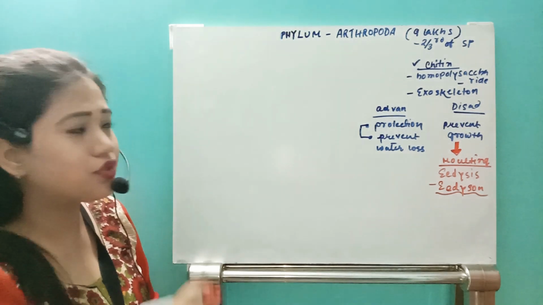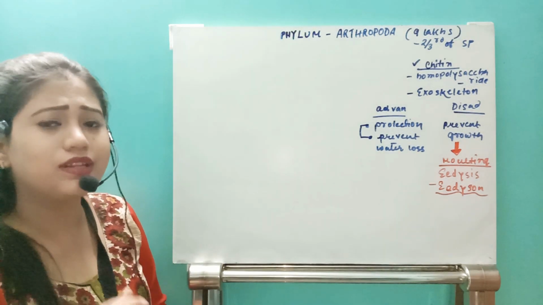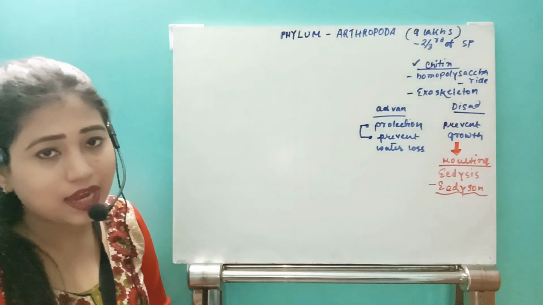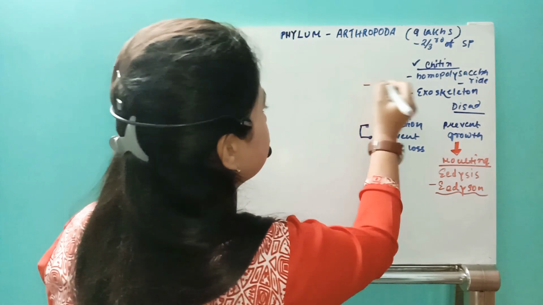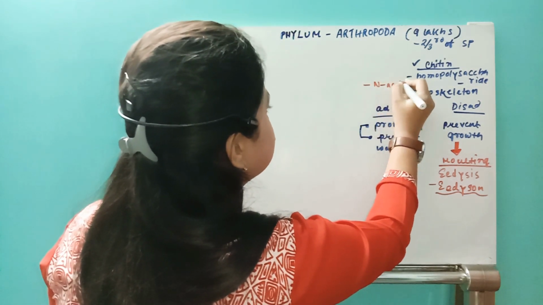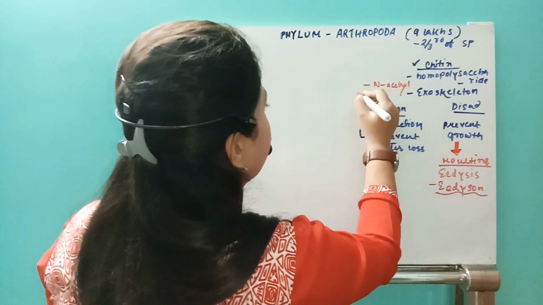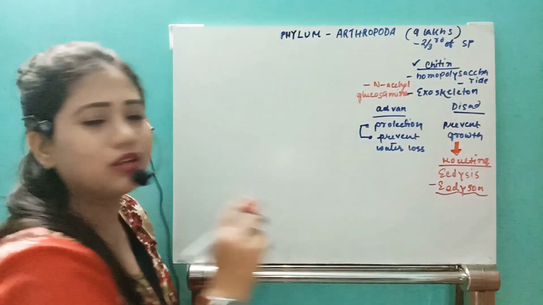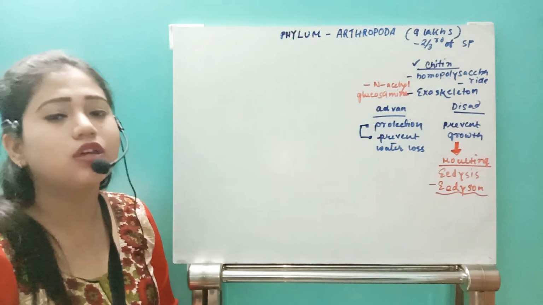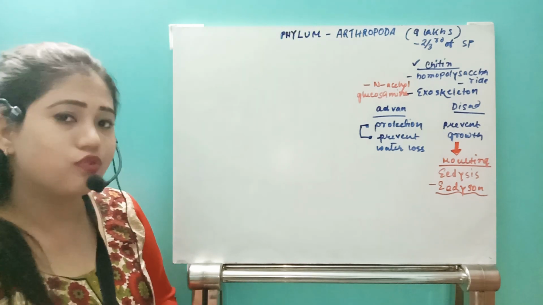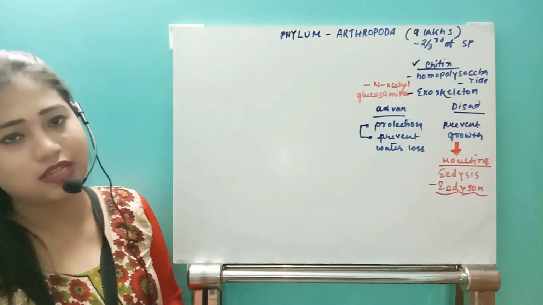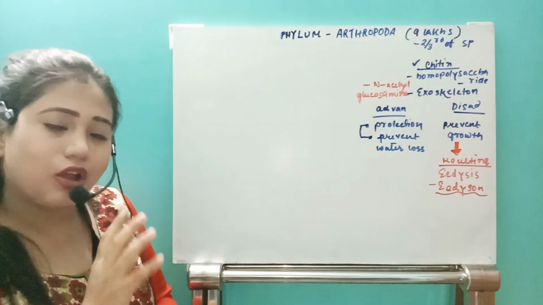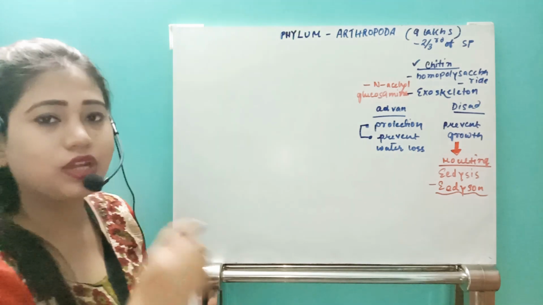Now whenever it comes to chitin, what is the main carbohydrate component which forms this chitin? This chitin is actually made up of N-acetyl glucosamine. Remember the word, it is made up of the unit N-acetyl glucosamine, which forms this chitin, and this chitin is the exoskeleton. So this chitin, or the exoskeleton, actually protects the body.